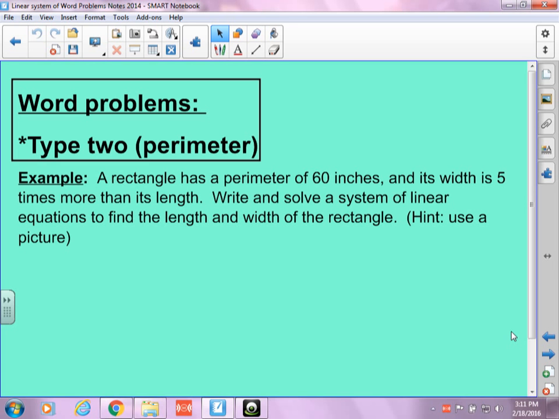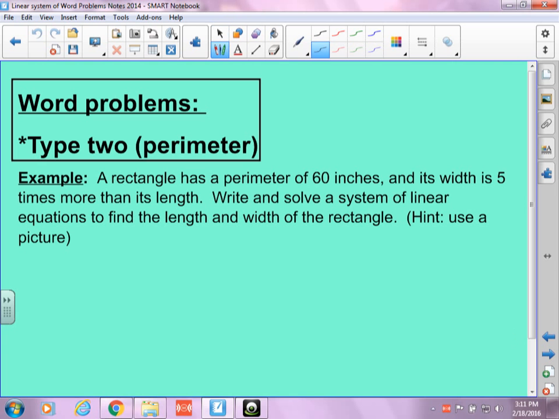You read the problem, you define your variables, you come up with 2 equations, you solve it, and then you make sure you answer the question. So first of all, a rectangle has a perimeter of 60 inches, and its width is 5 times more than its length. Write and solve a system of linear equations to find the length and the width of the rectangle, and of course it says hint, use a picture.